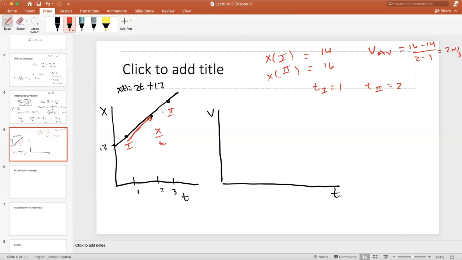But the slope at any point is actually the instantaneous velocity. And so here, what I could do is I could take the derivative of this, which is obviously 2, and I would know that the slope at any point here is 2. And what my velocity versus time graph is going to look like for this particular function is a flat constant line because I have constant velocity.